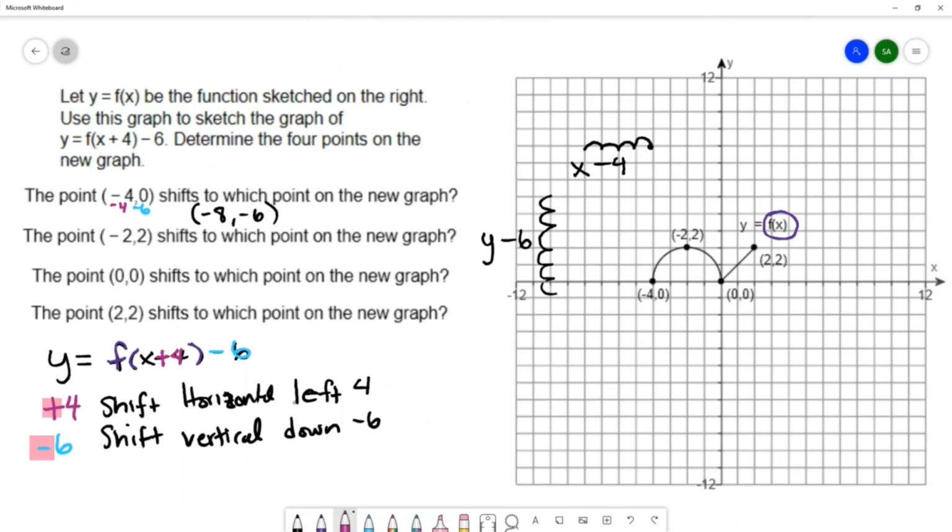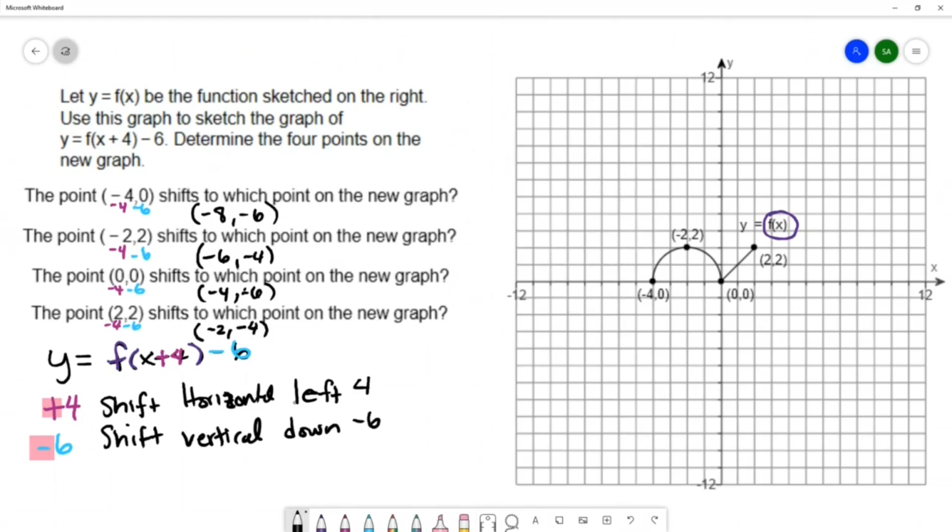So for every one of these, I'm going to subtract 4 from the x, subtract 6 from the y, and my new point for (-2, 2) moves to (-6, -4). Now I'm going to subtract 4 from the x of (0, 0), subtract 6 from the y of (0, 0), and we get to the point (-4, -6). Our last one, (2, 2), we subtract 4 from the x, subtract 6 from the y, and that gets us to the point of (-2, -4).